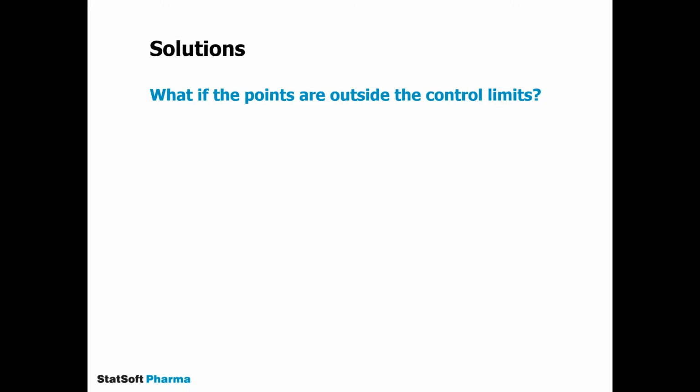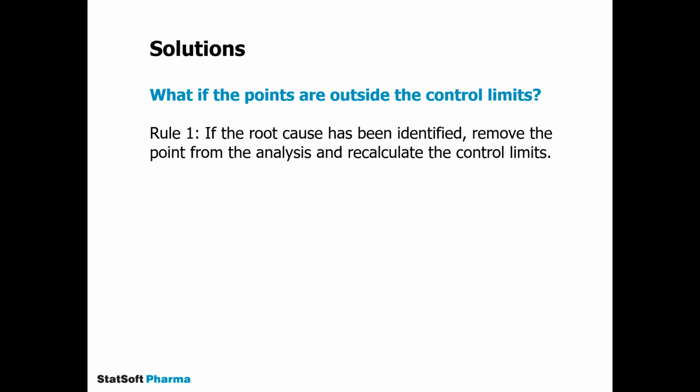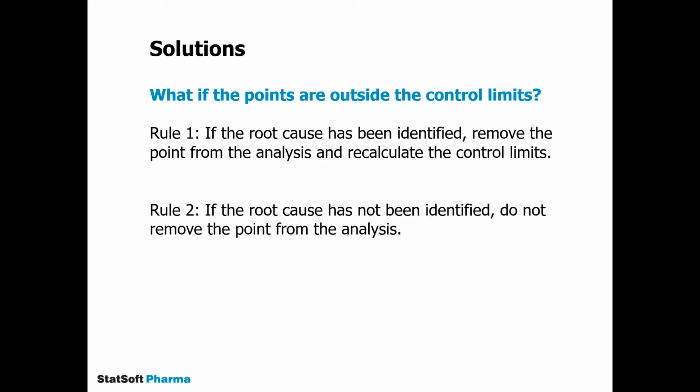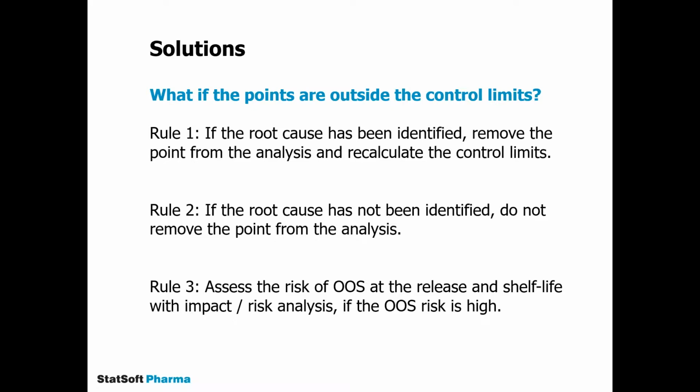What if the points are outside the control limits? Rule number 1, if the root cause has been identified, remove the point from the analysis and recalculate the control limits. Rule number 2, if the root cause has not been identified, do not remove the point from the analysis. And rule number 3, assess the risk of out-of-specification results at the release and the shelf life with impact and risk analysis if the out-of-specification risk is high for the points being out of control.